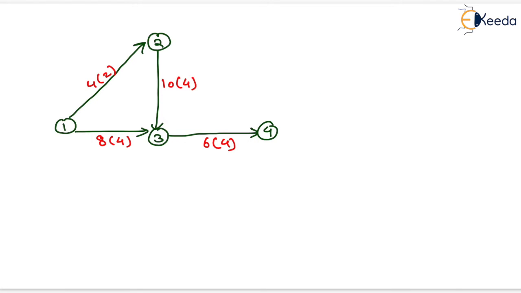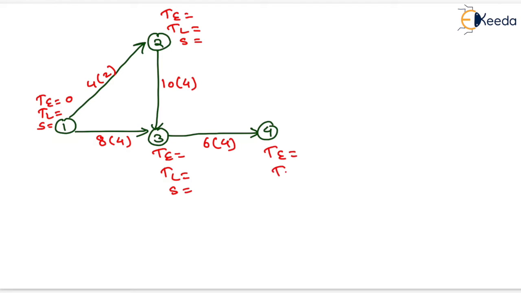Now we need to find the value of TE and TL. For event 1, TE will be equals to 0 always, and we need to calculate the value of TL and slack. Now for event 2, TE and TL as well as slack is also needs to be determined. Here also TE, TL and slack needs to be determined. Now for event 4, TE, TL and slack is also needs to be determined.